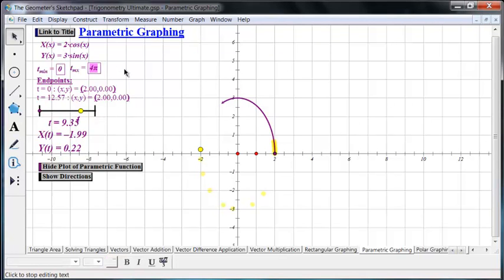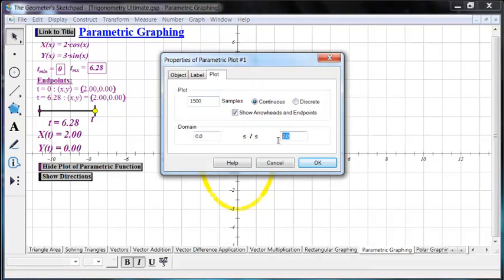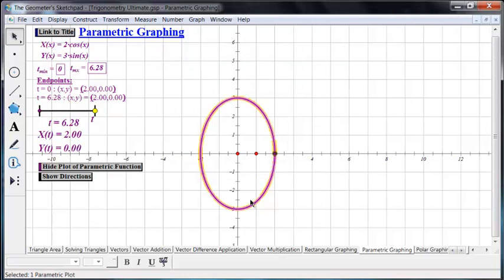So if I go 0 to 2 pi, alright, let's see what happens. So as I trace around, look what happens. Notice when we get to here, we're actually at pi, and here we're all the way around. Well, look what we got. We get a nice little ellipse. And if we want to get the whole thing to graph, remember what I told you to do? Click on the curve there, go to Properties, and we want to go to 2 pi here, and that will graph the whole thing.